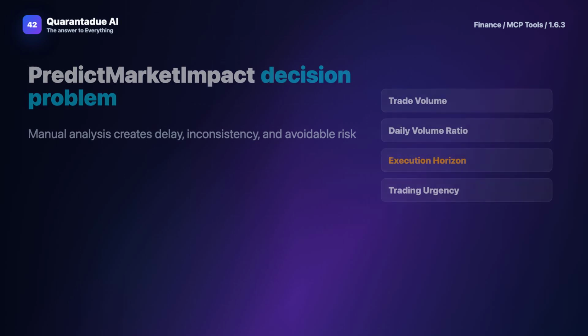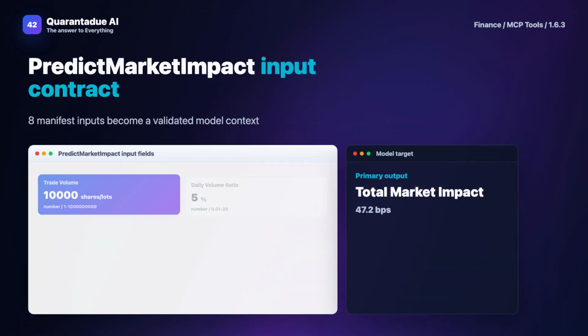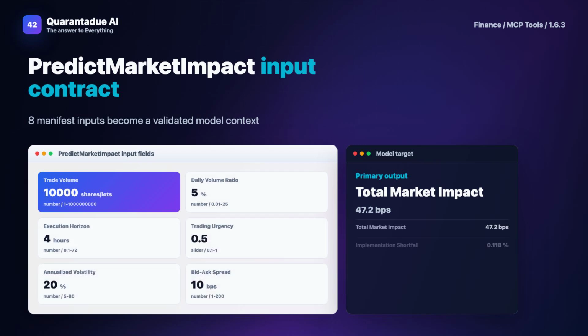So how do we fix it? PredictMarketImpact is built on market microstructure science. We model both transient and permanent price impact. Think of transient impact as the immediate wave your trade makes, which fades. Permanent impact is the lasting shift.